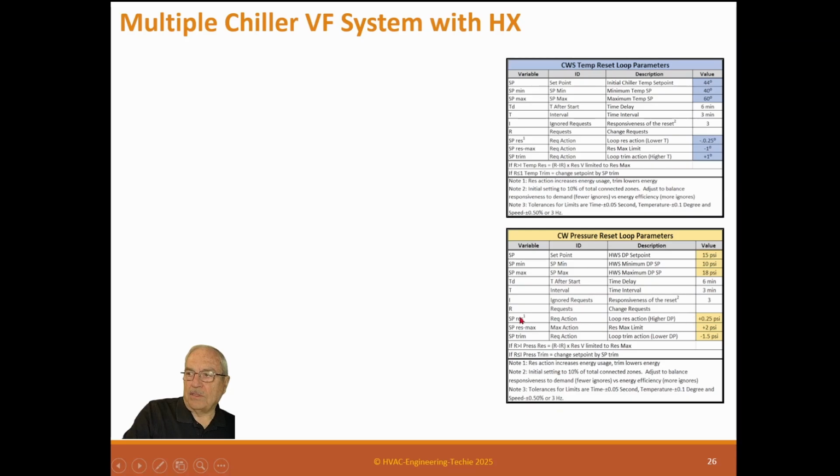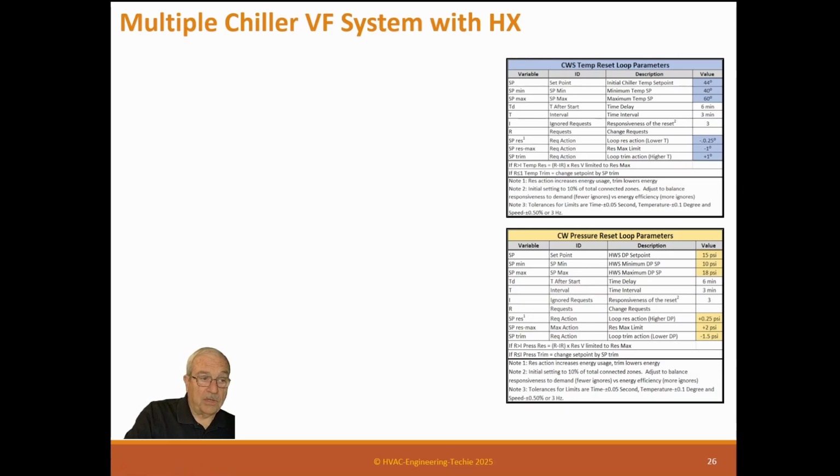R is the request. Static pressure res is how we reset it up. More pressure takes more energy. And we're going to let it go up 0.25 psi, so it's going to go up really slowly. And then we have a maximum reset of 2, which means it'll go up really fast.